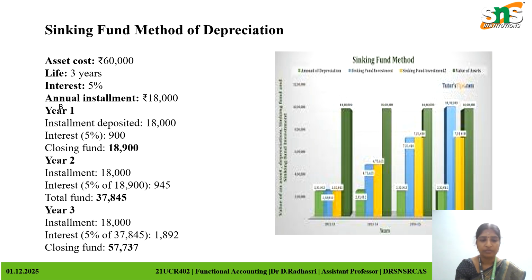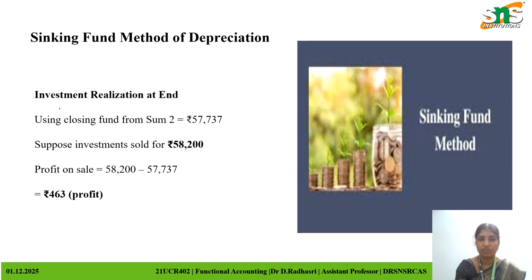In that way, the next topic is the sinking fund method's investment realization. At the end, we can get a closing profit on the goods. It is supported by the investment, and there may be a loss on sales. The profit or loss on sales is calculated by dividing the closing fund and the supporting investment which has been sold. So the total we get is the profit or loss. This is the formula using the closing fund and the investment.